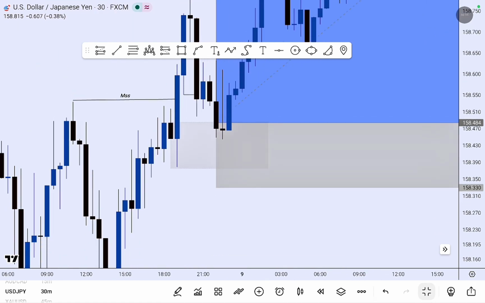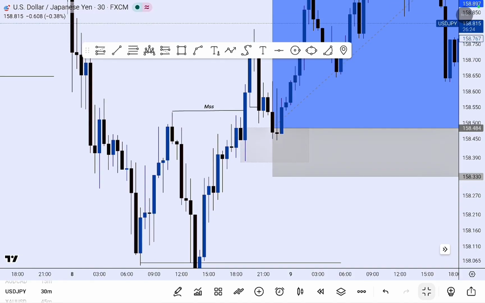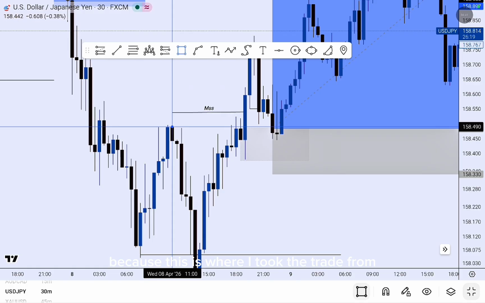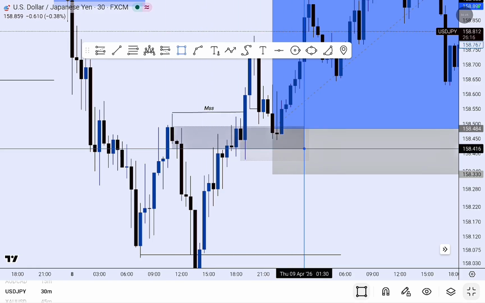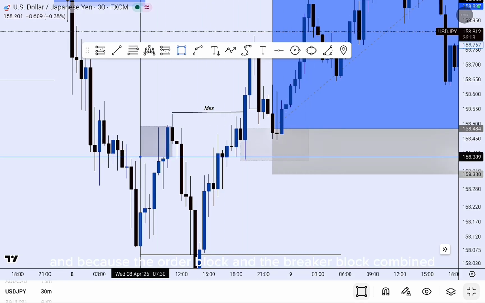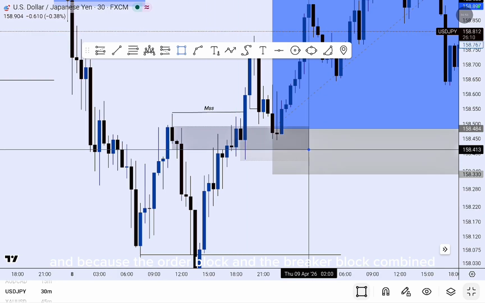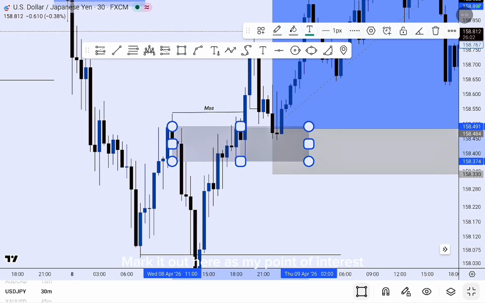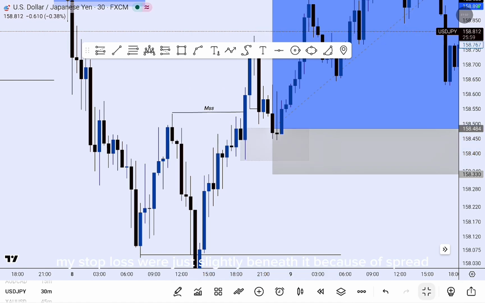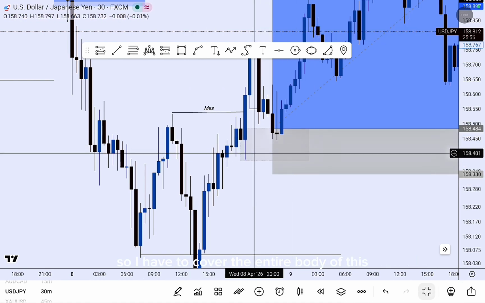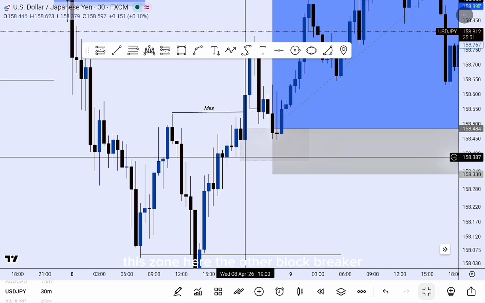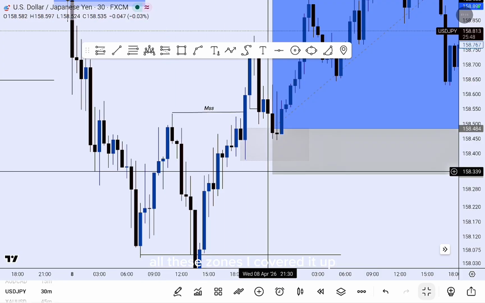So the trade, I took the trade from this breaker block, not really this other block here, because this is where I took the trade from. This is where I find my points of interest. Yes. And because the order block and the breaker block combined, I decided to use both. So I just marked it out here as my points of interest. My stop loss was just slightly beneath it because of spread, so I have to cover the entire body of this zone here, the order block, breaker, all these zones. I covered it all.